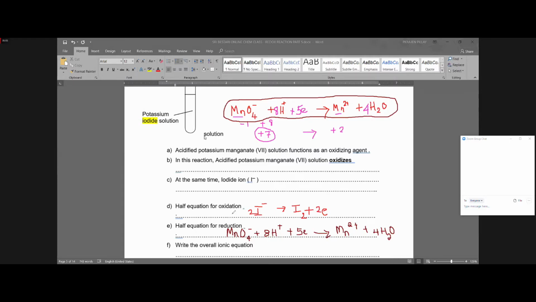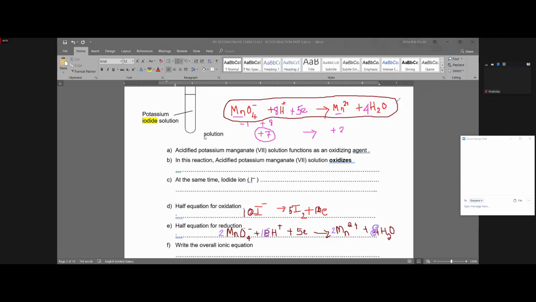So here you multiply by 5, which means this becomes 10I minus. Is that correct? Yeah. 5I2, and then this becomes 10e. Is that correct? Then the lower one, I use another color, all multiply by 2. So this one becomes 16H plus, correct? This 10e. And then here this is 2Mn2 plus and this is 8H2O. Is that correct? Okay, give me your answer.